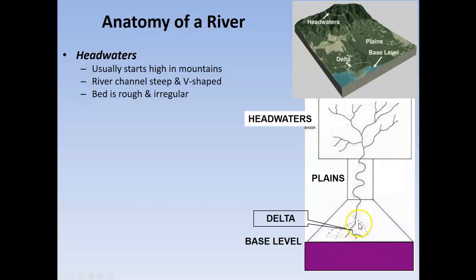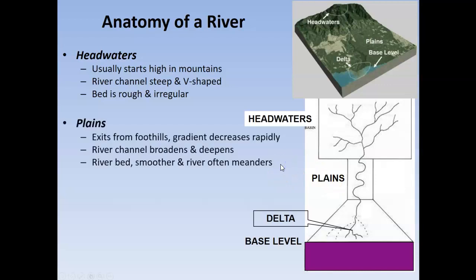ocean here. So we have the headwaters where it's steeper, and then we have this flatter area, and then we end up going into this body of water, creating a delta. So headwaters, plains, deltas, those are the three parts of the river as we look at the anatomy. And so usually steeper in the headwaters.